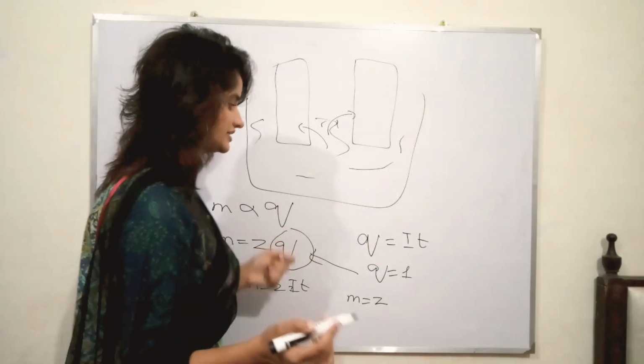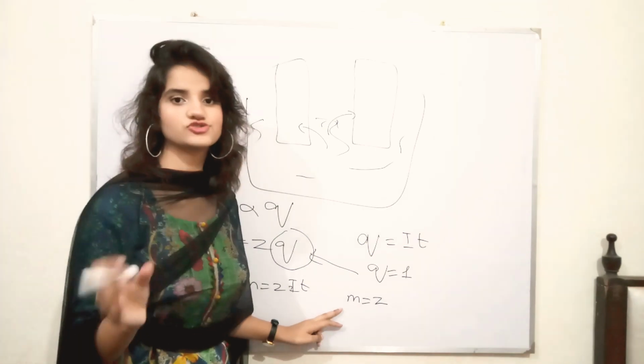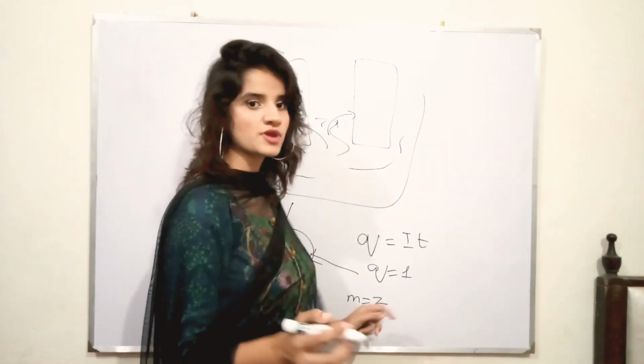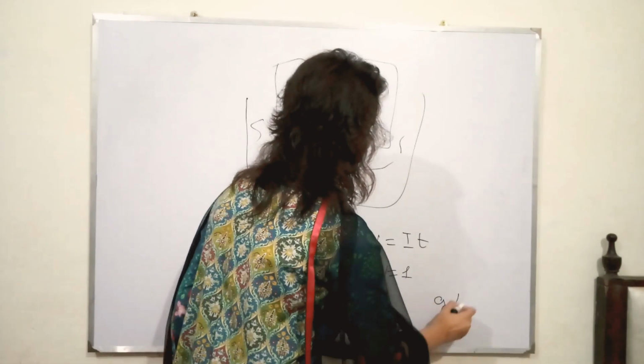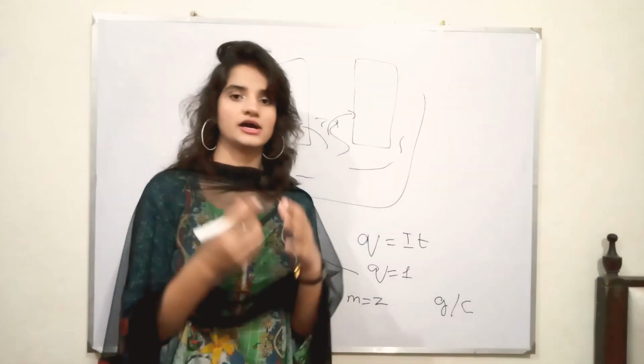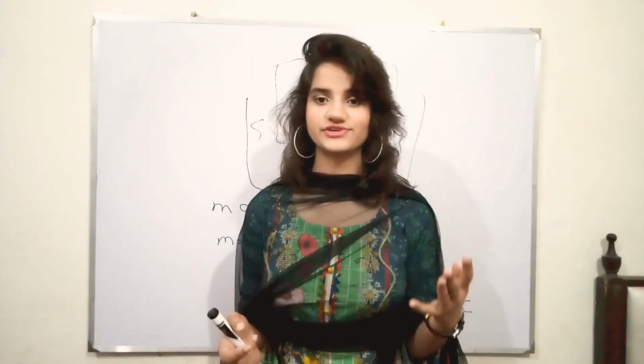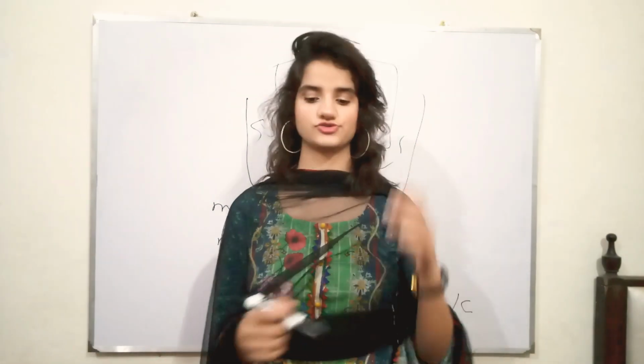Now we are going to learn its unit. The unit of electrochemical equivalent is gram per coulomb. The electrochemical equivalent for copper is 0.00032 and for hydrogen it is 0.0000105. So now we are finished with the first law of electrolysis.